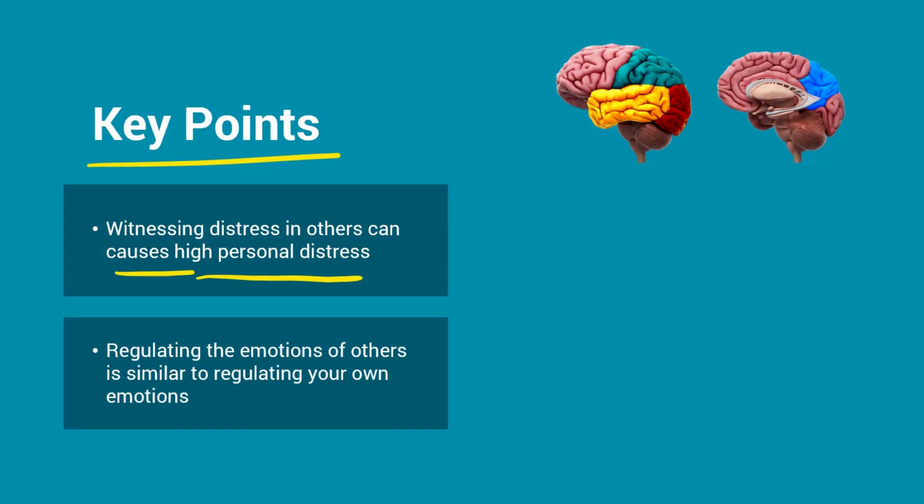Then, of course, we've got that interesting finding that regulating the emotion of others is very similar to regulating your own emotions. And that is really useful to know, just that idea of if you do see someone struggling and it is causing you distress, just being more willing to help and also building the skills to be able to help effectively. That's really important.